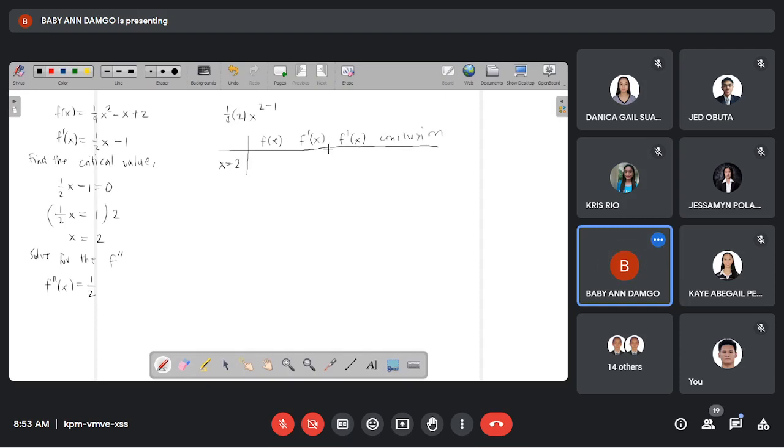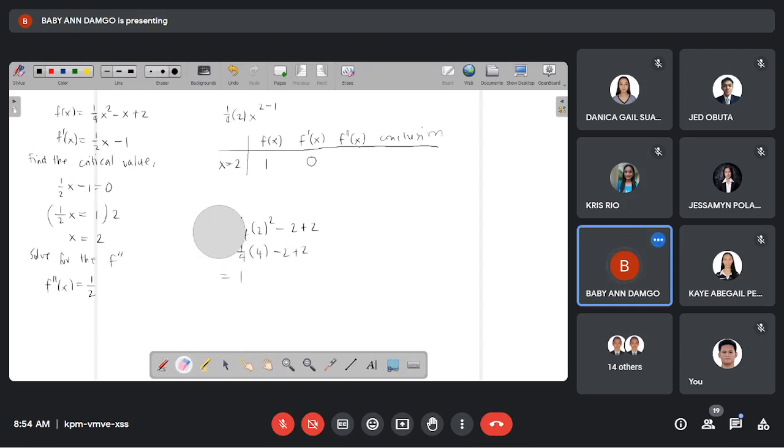Okay, so when x is 2, f of x, so we have f of 2 is equal to 1/4 times 2 squared minus 2 plus 2. Okay, so this is 1/4 times 4 minus 2 plus 2, which is equal to 1. So we have 1. Next, of course, this is 0, no? So this is a critical value.